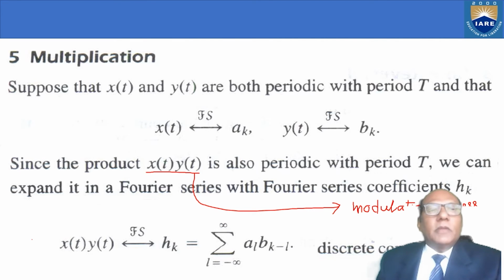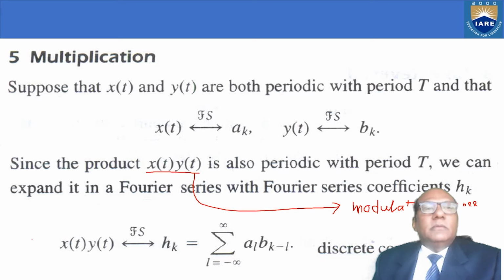Now, let us go to the next property, that is multiplication. In this, we have x of t, one signal, and y of t, another signal. Both are periodic with the same period T. That is what we are showing. If I take the product, it also has the same period. Then what happens to the Fourier series coefficients?